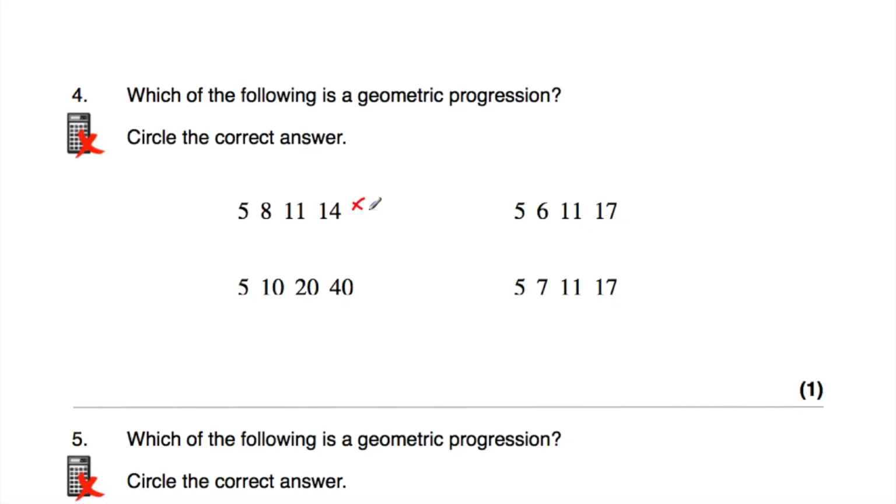We're just adding the same amount each time. Okay, the next one. Well, the next one actually, 5 plus 6 is equal to 11. 6 plus 11 is equal to 17. That's a Fibonacci style sequence, so it's not that one.